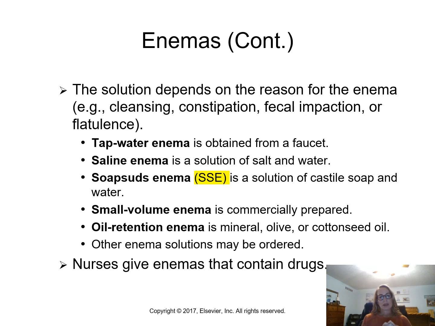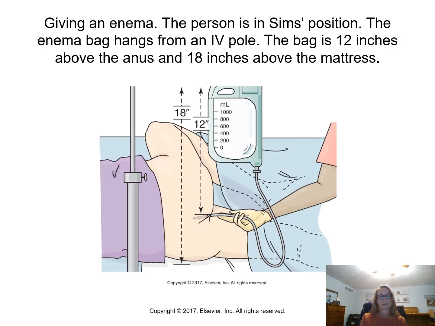Tap water enema is obtained from the faucet. A saline enema is a solution of salt and water. A soap suds enema, or an SSE, is a solution of cast-style soap and water. A small volume enema is commercially prepared. Oil retention enema is mineral, olive, or cottonseed oil. And of course, there's other ones. Nurses would give any kind of enema that contains medications.